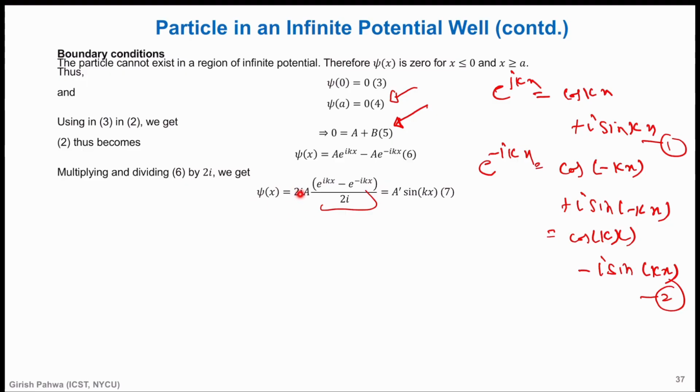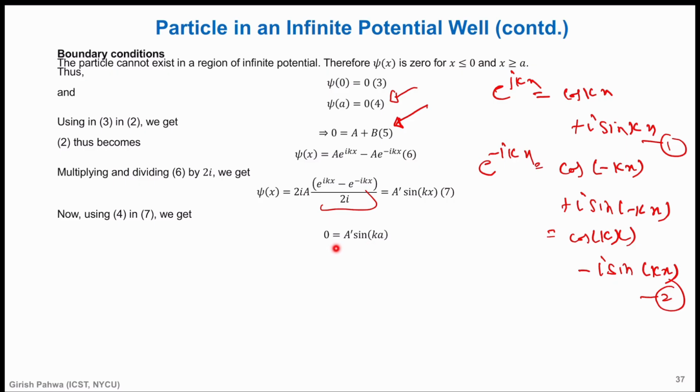So psi x simplifies as, let me write 2 iota A as some A dash into sine kx. So this is equation number 7. Now I'm going to use this 4 in this 7 after some extra manipulation. So at x equal to a, this will become A dash into sine ka, and that must be equal to 0. Yes, that's what I get from the second boundary condition.